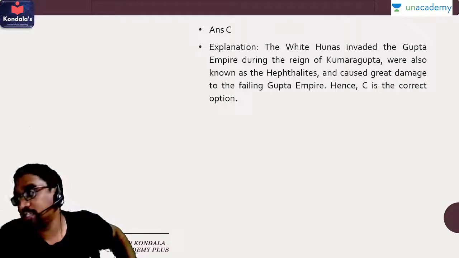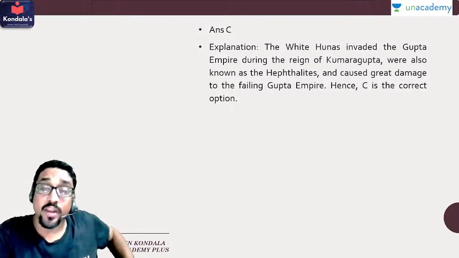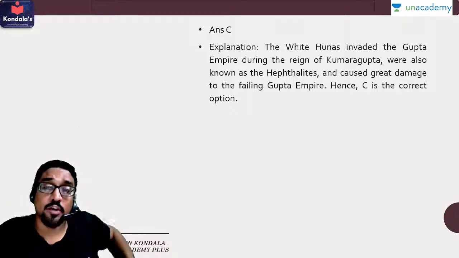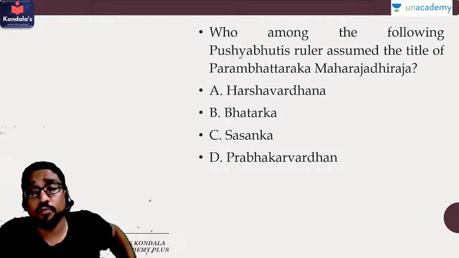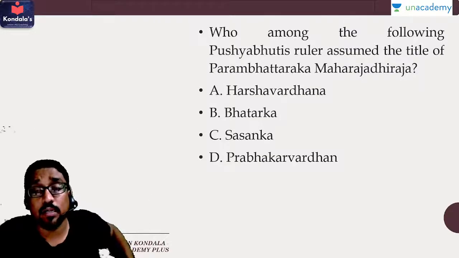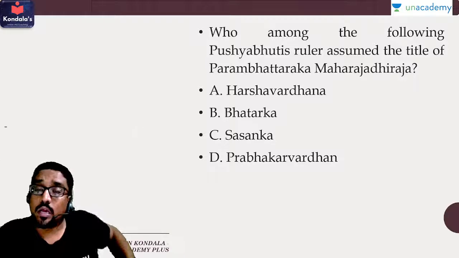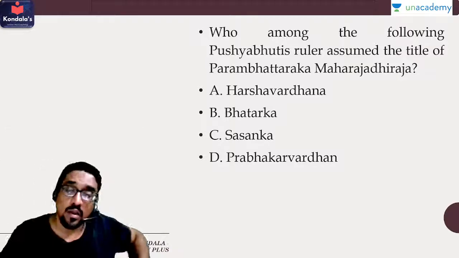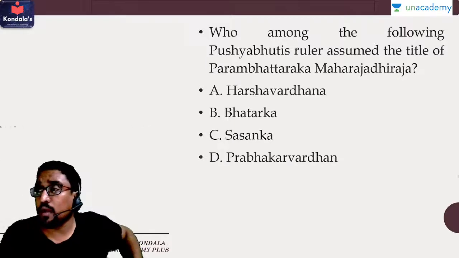They were also known as Hephthalites and caused great damage to the falling Gupta Empire. Hence, option C is correct. Which among the following Pushyabhuti rulers assumed the title of Parama Bhattaraka Maharajadhiraja? Harshavardhana, Rajyavardhana, Shashanka, and Prabhakaravardhana.